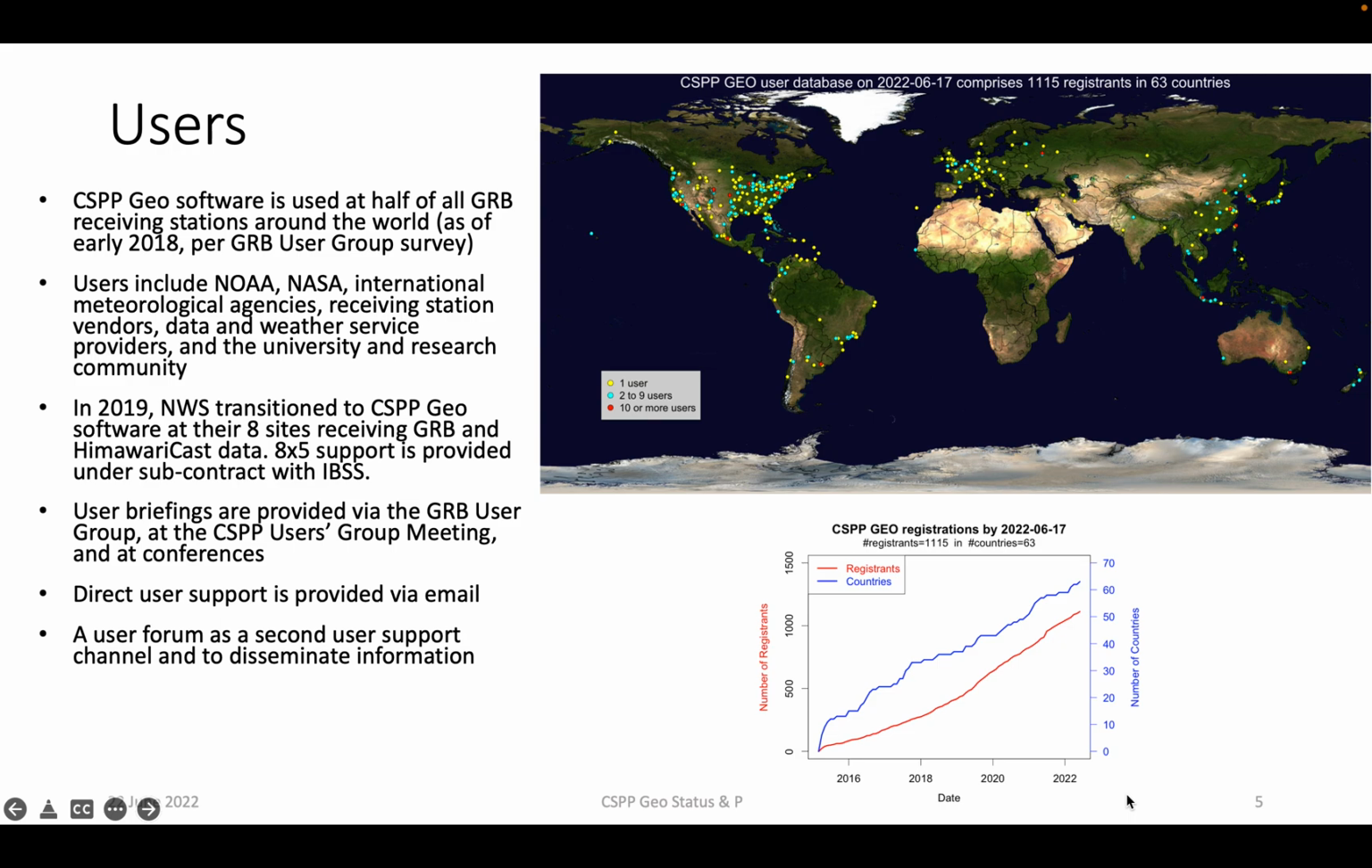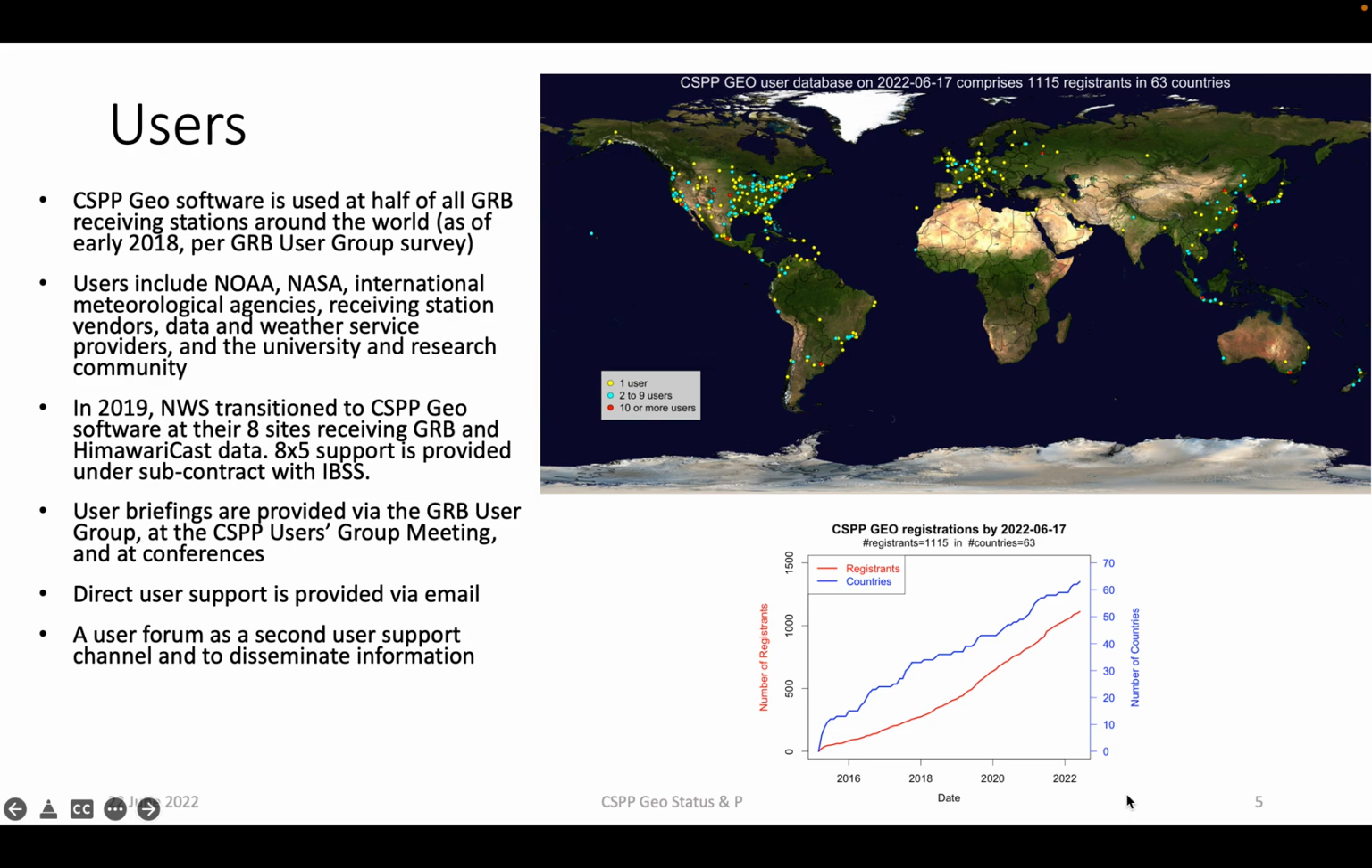Our users include NOAA, NASA, international met agencies, receiving station vendors, data and weather service providers, and the university and research community, so some of the people who are in this room today. As of 2019, the National Weather Service transitioned to using CSPP Geo Software at the 8 sites that they operate that receive GRB or Himawari cast data. They're running CSPP Geo Software on something like 50 servers, and we have a subcontract to provide 8x5 support with IBSS as the prime. That's separate from our NOAA grant.